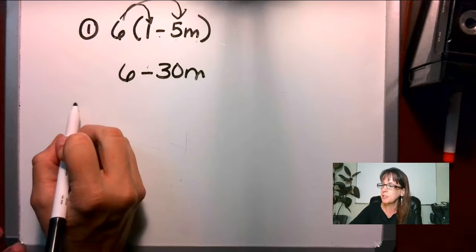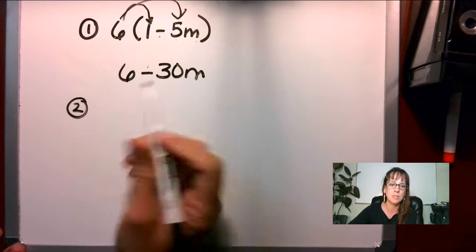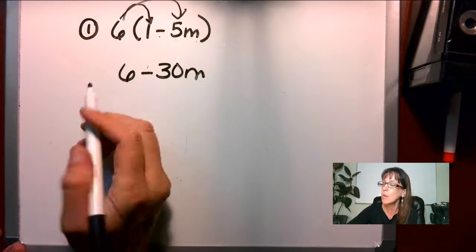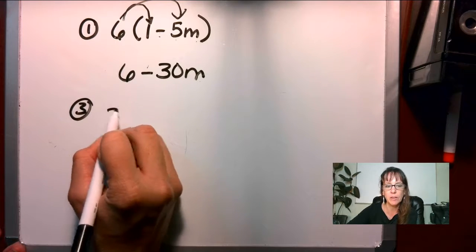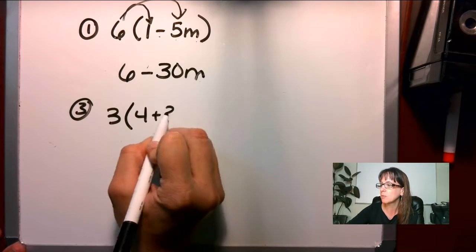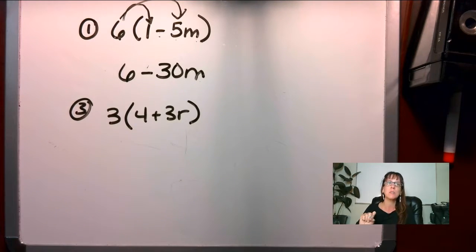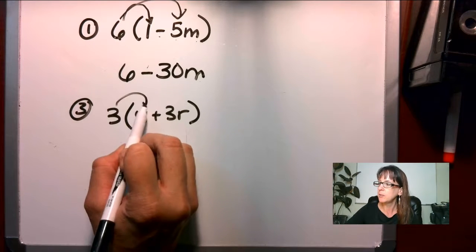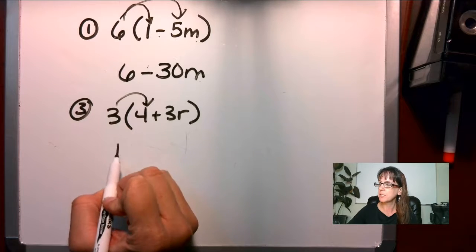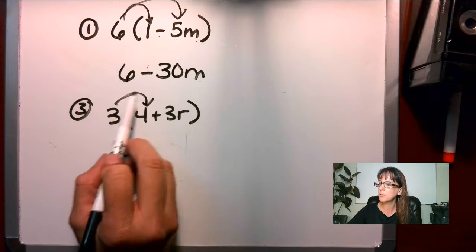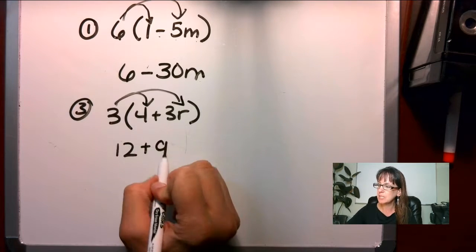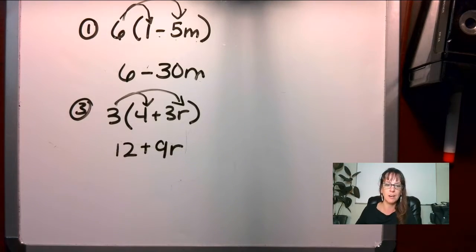So let's look at number 2. Use that rainbow property again. Oh, it's already done. Never mind. Let's look at 3: 3 times the quantity 4 plus 3r. I want you to pause this video and see if you can do it yourself. All right, now that you're back, we're going to do 3 times 4, which gives us 12, plus 3 times 3r, which gives us 9r. Good.